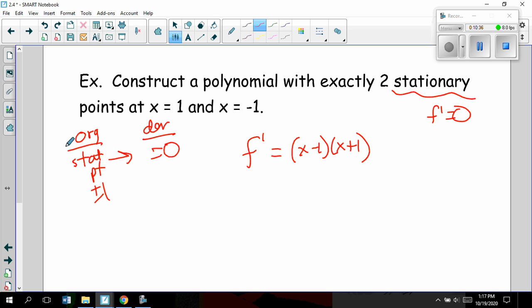So this is my derivative. I want to get back to the original. Now I can't use the power rule, or the antiderivative version of the power rule, because I have multiplication. So the first thing I need to do is just distribute. So x squared, or FOIL, minus 1.